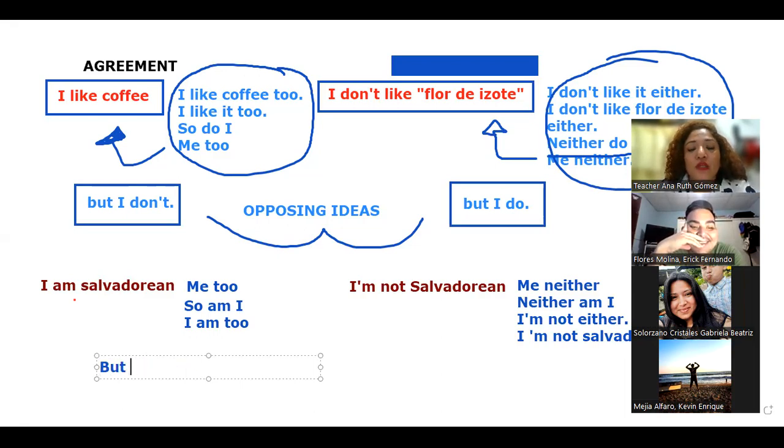Eso es lo que suele confundir los tiempos. Ahí hay que practicar eso. So, I'm Salvadorian, but I'm not. I'm not Salvadorian. But I am. Very good. This is the affirmative way. All right. So, I'm not Salvadorian.